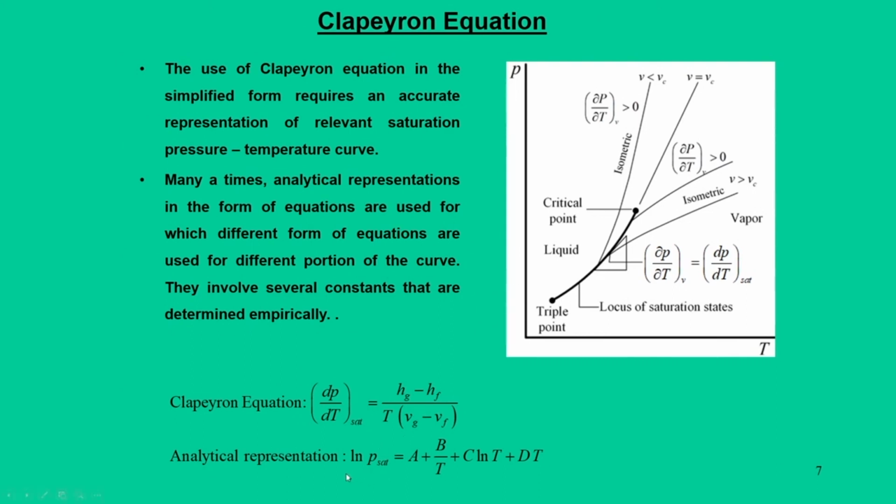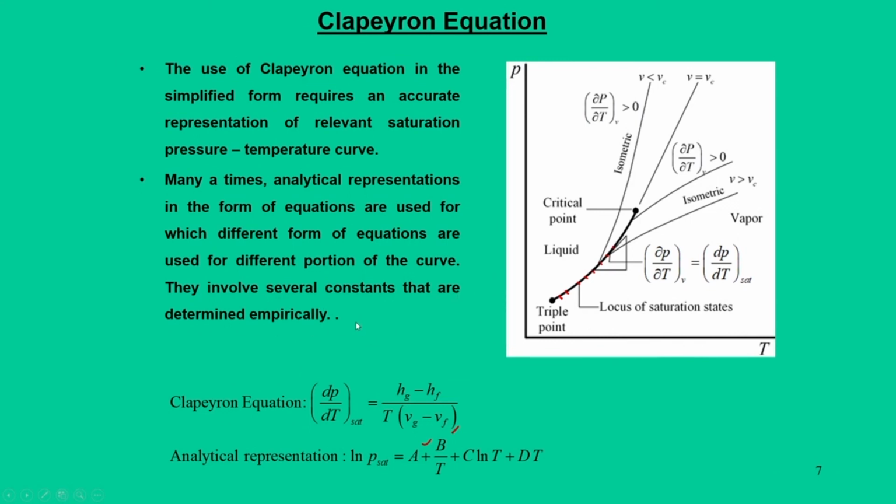That means people have developed analytical representations in a logarithmic form. If you want to give more accurate results, that means if you want to increase your accuracy level, then you can involve multiple constants, that is A, B, C, D, and at each stage you have to calculate these constant values and implement the relation between saturated pressure and temperature regions. So basically this involves constants that need to be determined empirically.